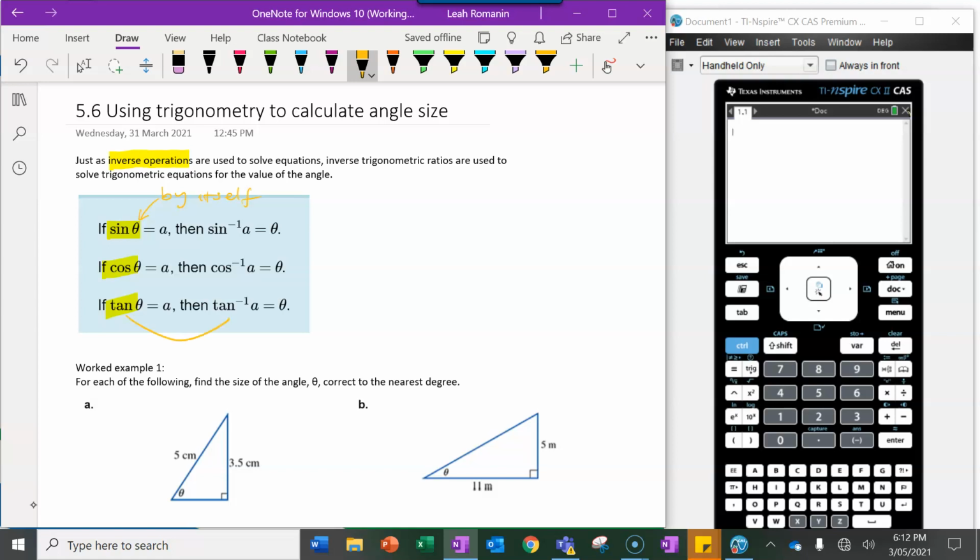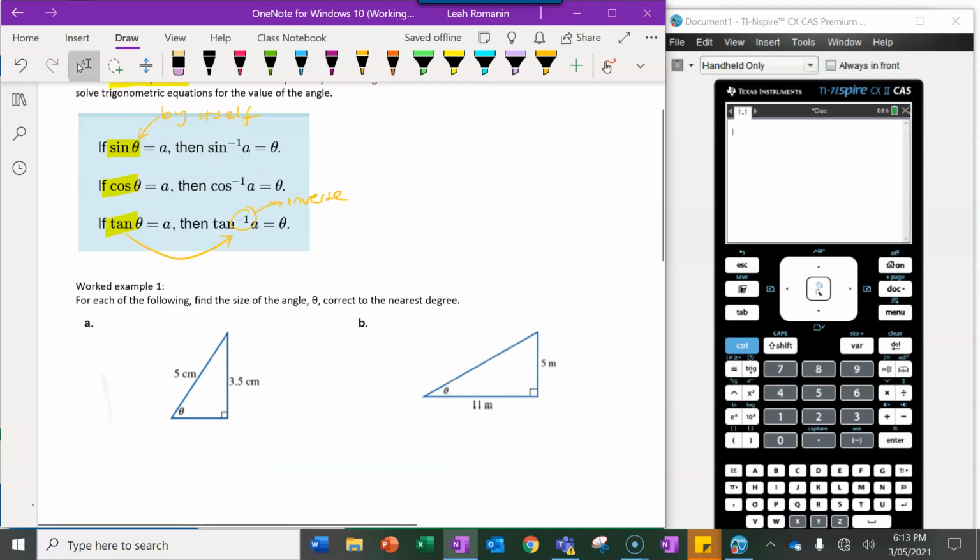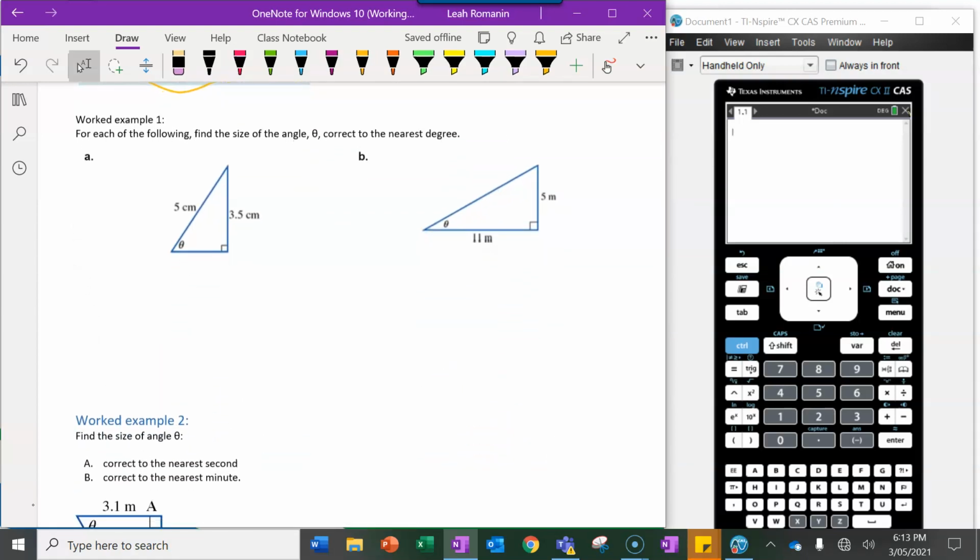When we do move it to the other side, we put the sine, cos, or tan with this little -1 up here. And this tells us that we're taking the inverse of sine, cos, or tan. So coming down to our first example here, we need to find the size of the angle correct to the nearest degree. So we're just working with degrees here, no minutes or seconds.